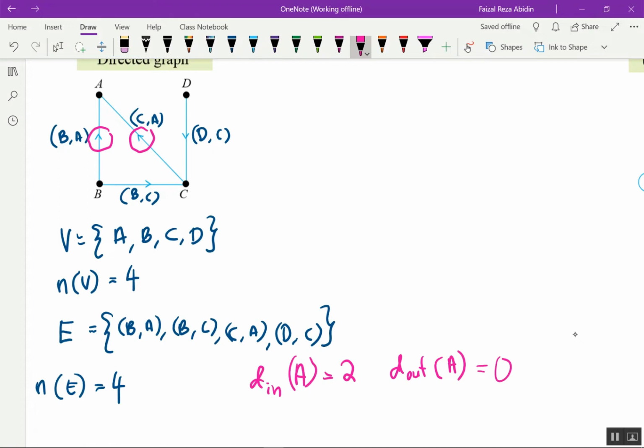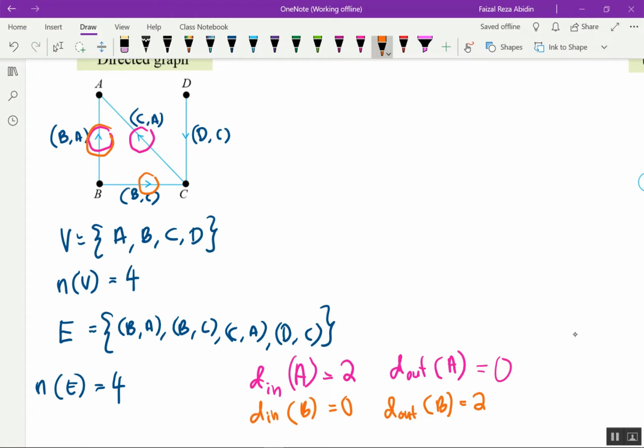Next, for vertex B. If you look at vertex B, the directions involved are only this one and this one. Is it in or out? If you look there, these are all out. Is there any in to vertex B? None, right? So we just write down D in for vertex B is 0, D out for vertex B is 2.